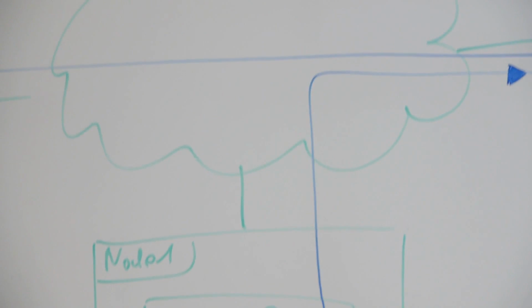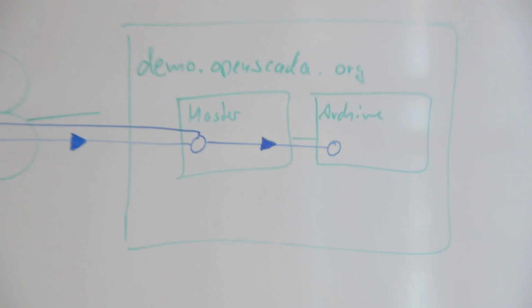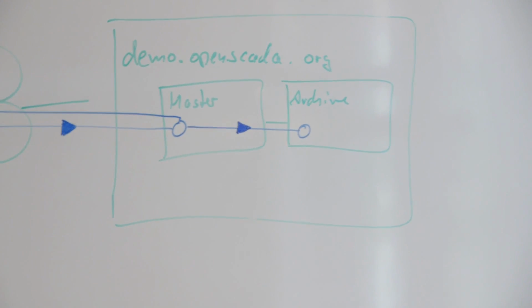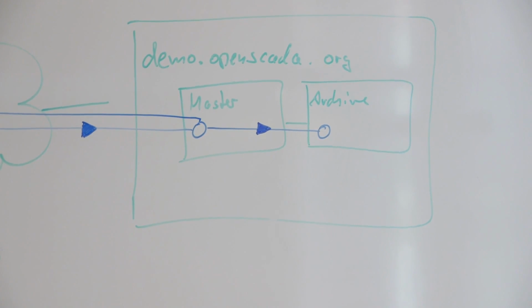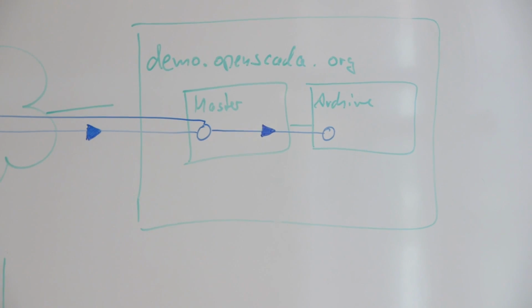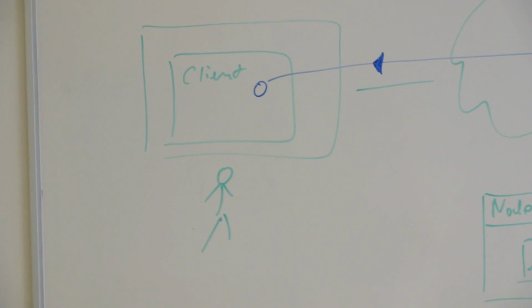Our demo server is hosted in a data center, and it runs a master server and an archive, and the master server itself uses the DA NGP protocol to connect to the driver in our office. The client can run anywhere, and it uses the same protocol to connect to the demo server, or specifically the master server on the demo server.